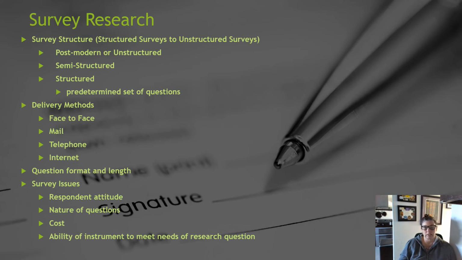Now that can be done face-to-face, where I ask you questions and I'm writing down the answers. They used to do these by mail. Nobody really does anymore. By telephone, or you now sometimes see them online, on the internet, even on social media. You'll see surveys where you take a little survey and then it gives you an emoji, that kind of thing, right? So that's a survey. Clearly the ones on social media, they're not valid scientific surveys, but I'm just giving you an example. They can vary considerably in format and length. And some of the issues that emerge from surveys are the respondents' attitudes.